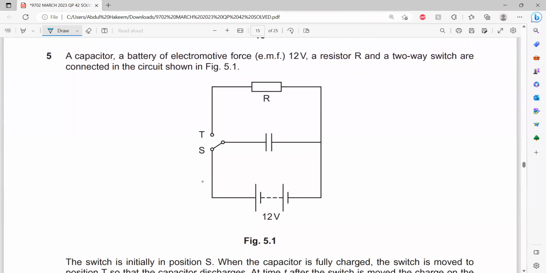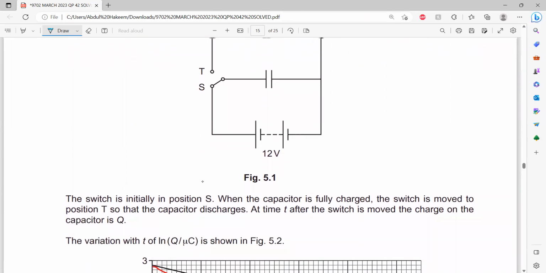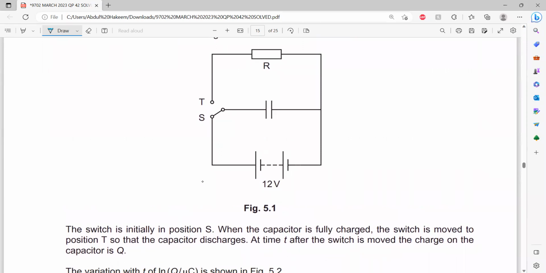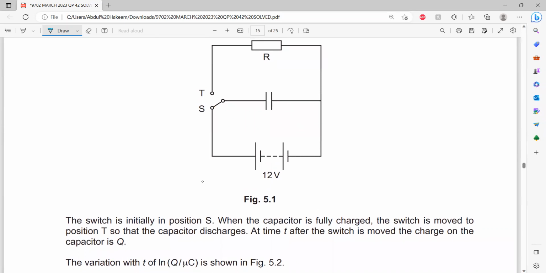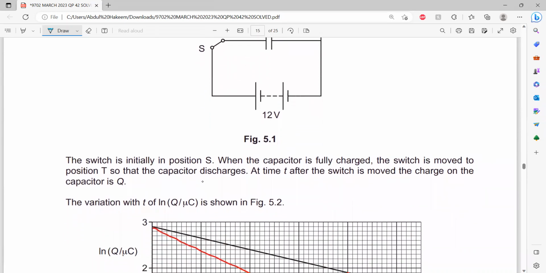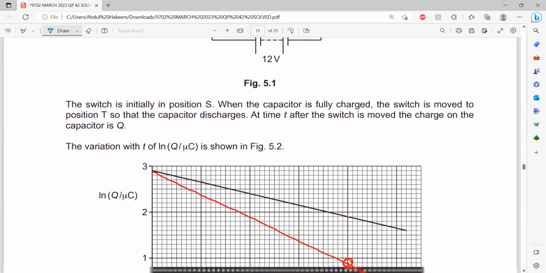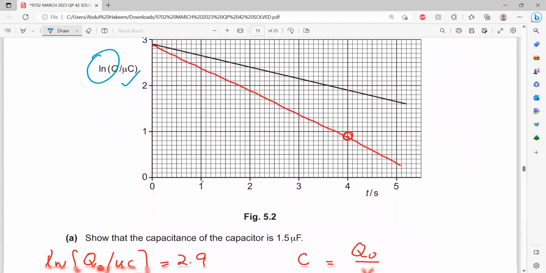Next, question number 5. A capacitor, a battery of EMF 12 V and a resistor R are connected with a two-way switch. The switch is initially in position S. When the capacitor is fully charged, the switch is moved to position T so that the capacitor discharges. At time t after the switch is moved, the charge on the capacitor is Q. The variation of ln Q is plotted against t, where Q is in microcoulomb, but ln is calculated and then the graph is plotted against t.